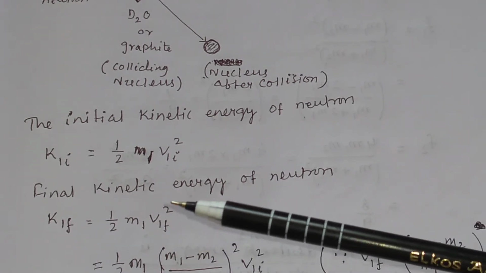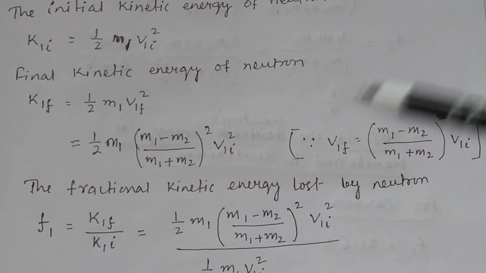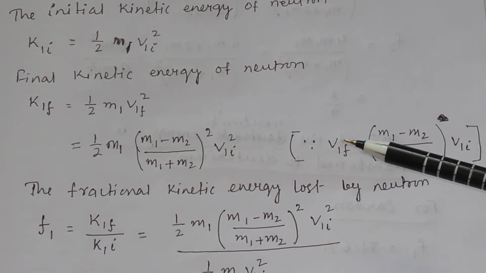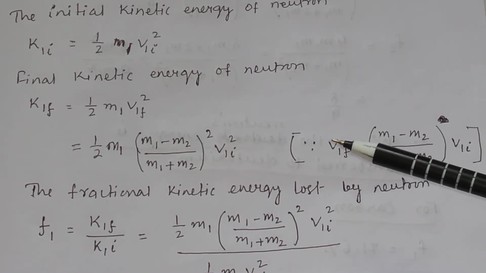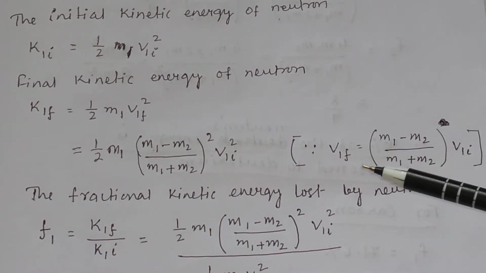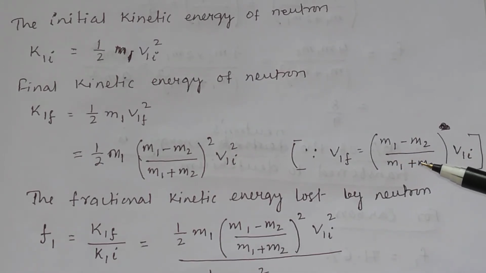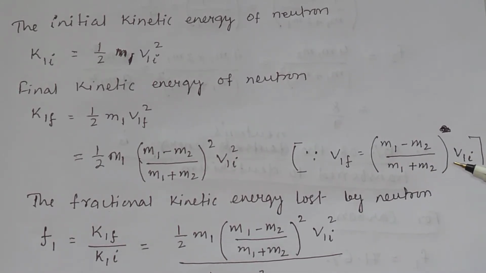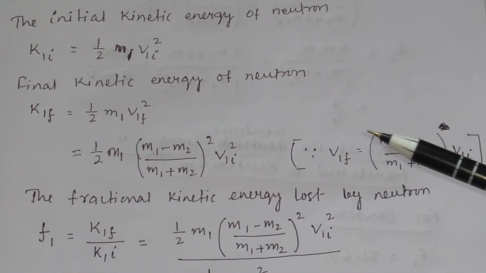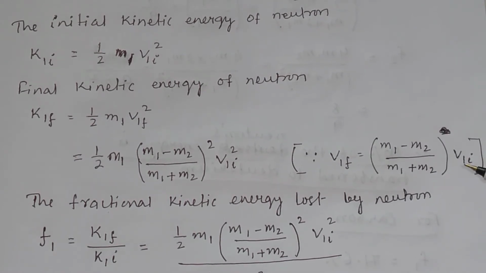v1f is the velocity of the neutron after collision. So in the previous video we calculated the final velocity after collision in an elastic head-on collision, that is v1f. This expression we have calculated in the previous video: v1f is equal to (m1 minus m2) divided by (m1 plus m2) into v1i. So v1f square will be equal to (m1 minus m2) square divided by (m1 plus m2) square into v1i square.